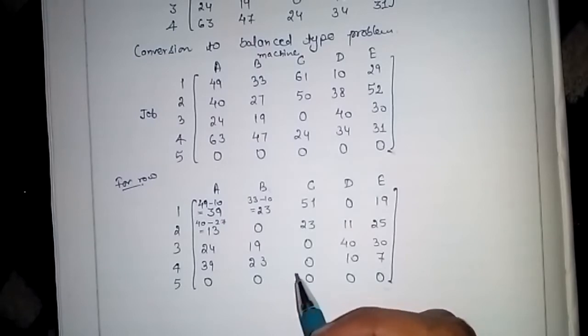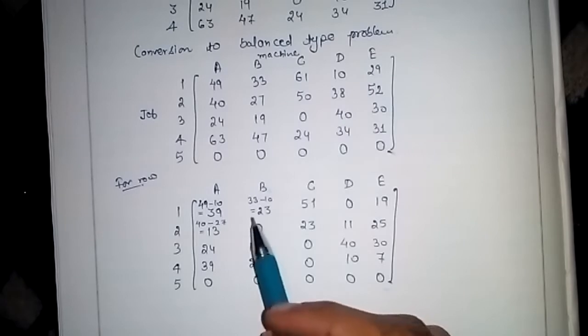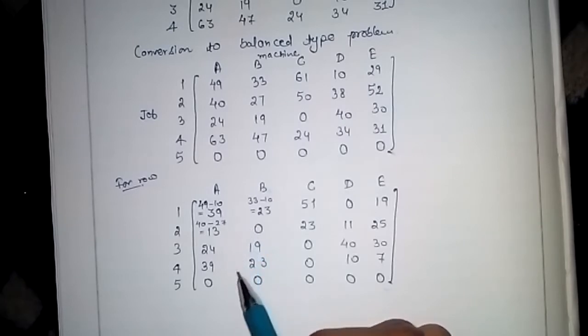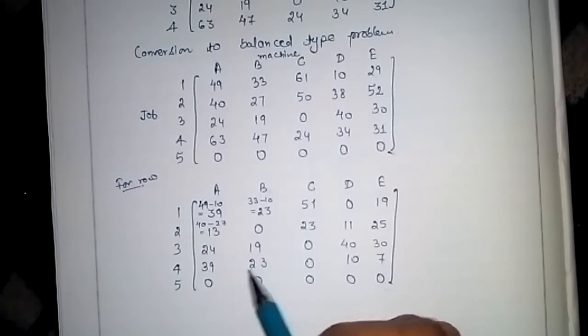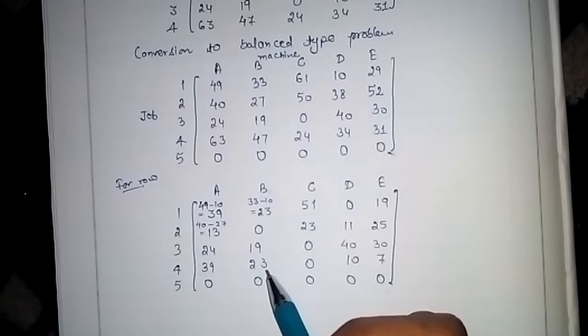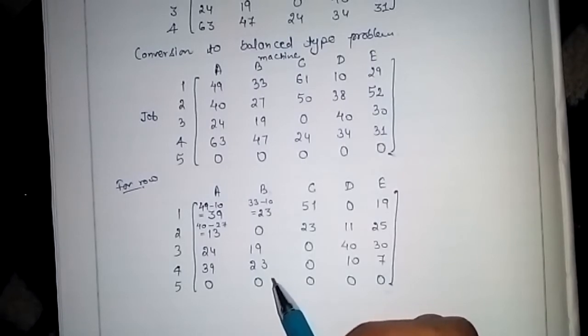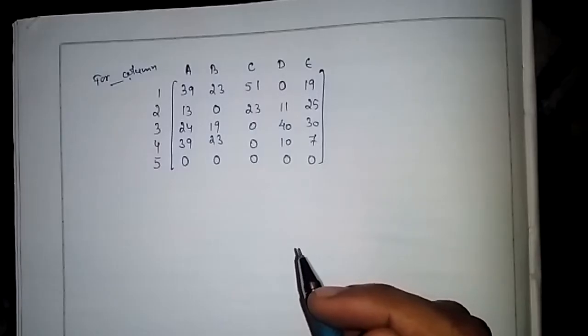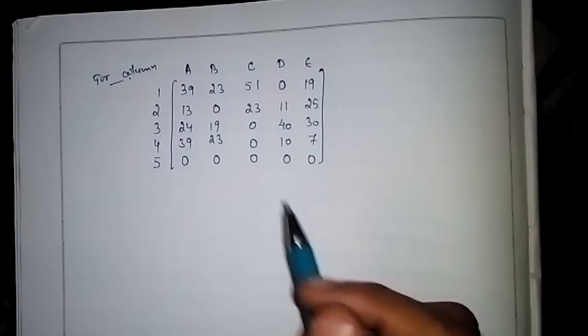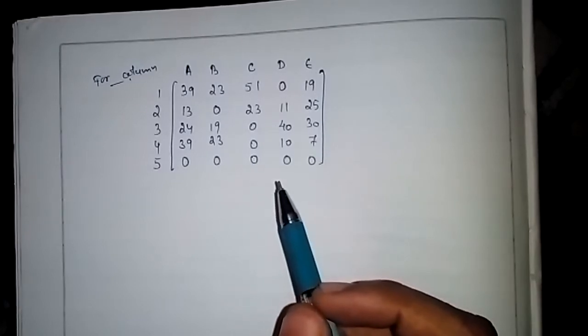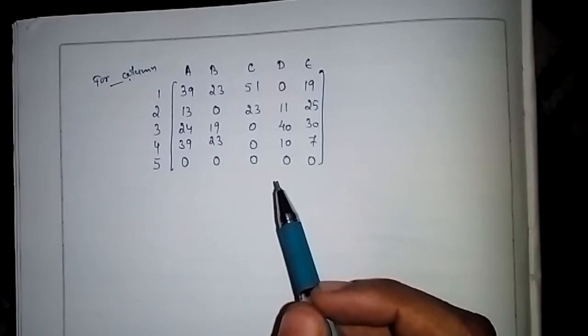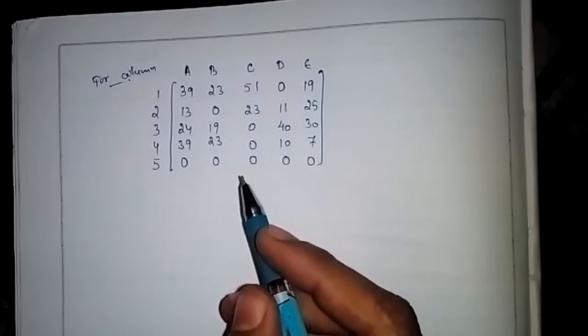And now again, when we do it for the columns, you'll see that each column contains at least one zero, so the transformation for columns will remain the same as that of the rows. So now you can see for the columns that the previous cost matrix has remained unchanged.